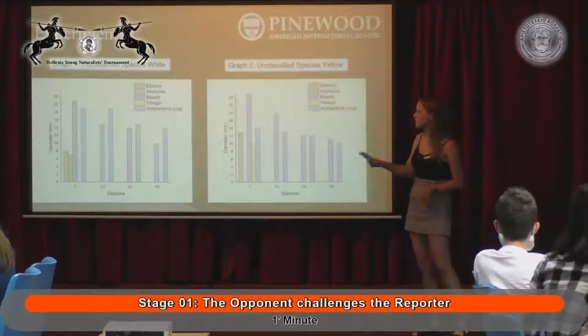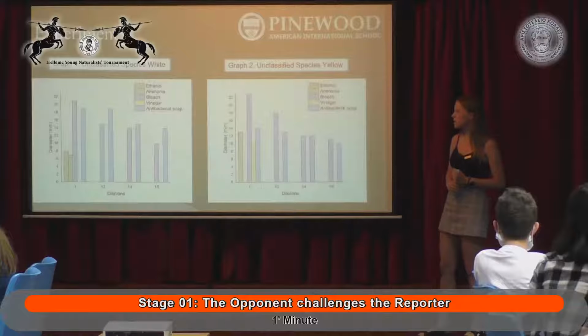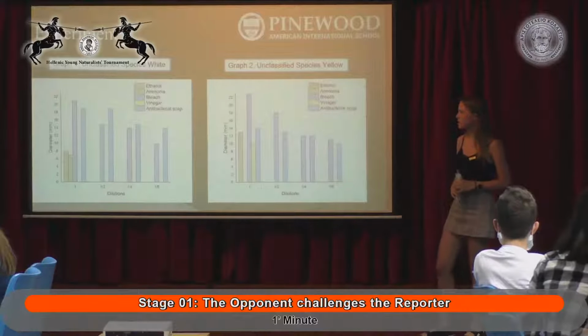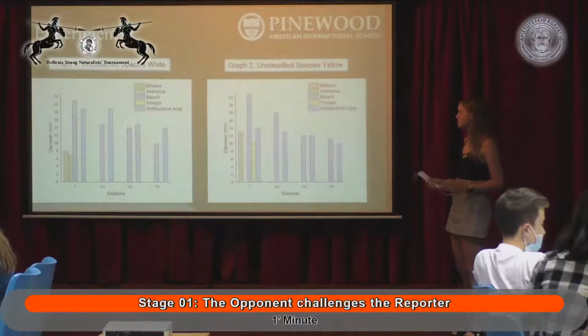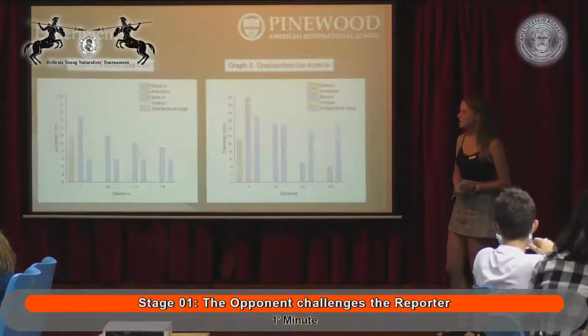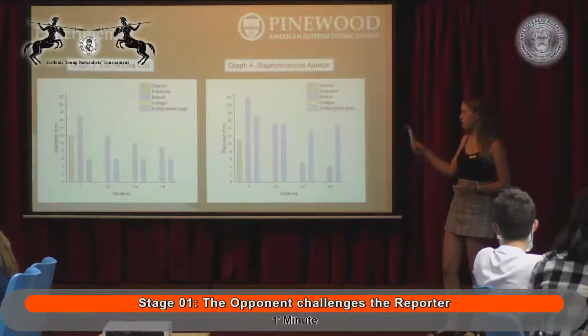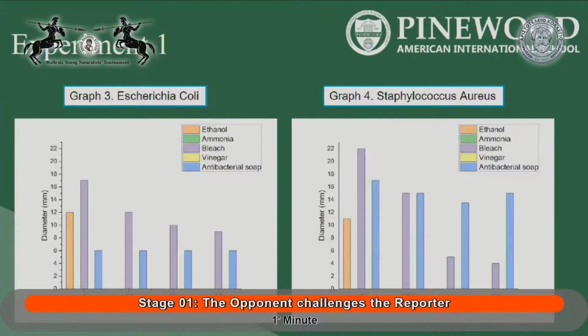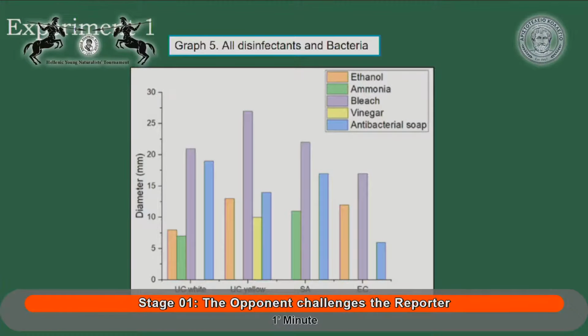Here in graph 1 and graph 2, we can see the effects of the disinfectants on the unclassified species white and unclassified species yellow. As you can see, the bleach was the strongest one. In the next graphs, graph 3 and graph 4, we can see the effects of the disinfectants on Escherichia coli as well as Staphylococcus aureus. Once again, we can see that the bleach was the most efficient disinfectant of all. And here we see the overall effect of each disinfectant on the bacteria.